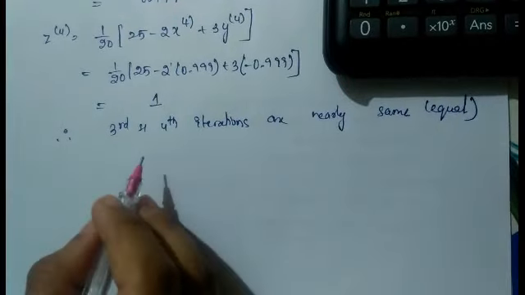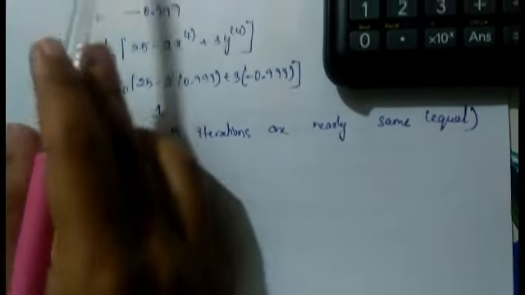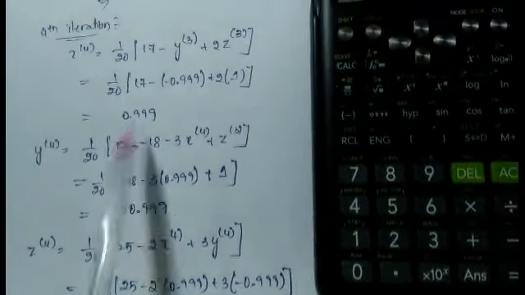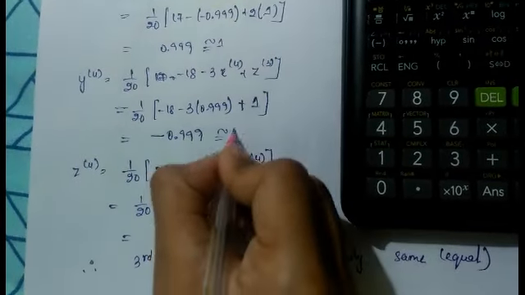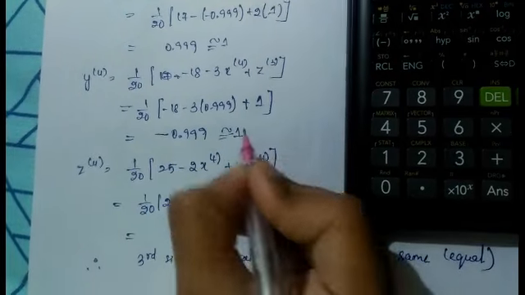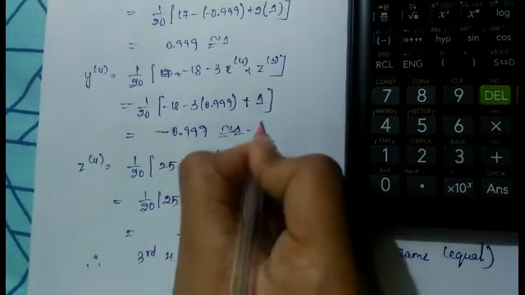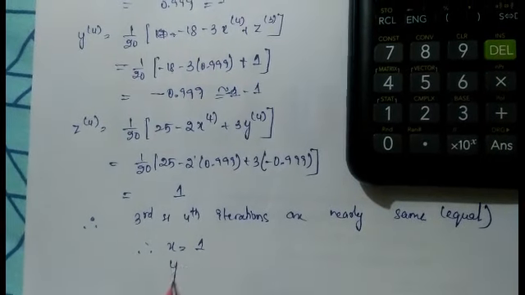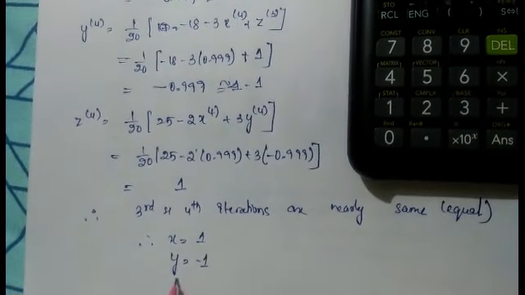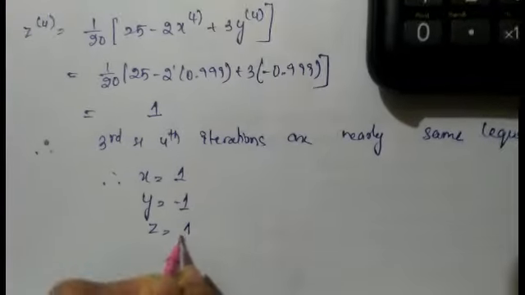Then here approximately we can take the values as 1. Here it is approximately equal to 1 and this equals minus 1. So therefore x equals 1, y equals minus 1 and z equals 1.